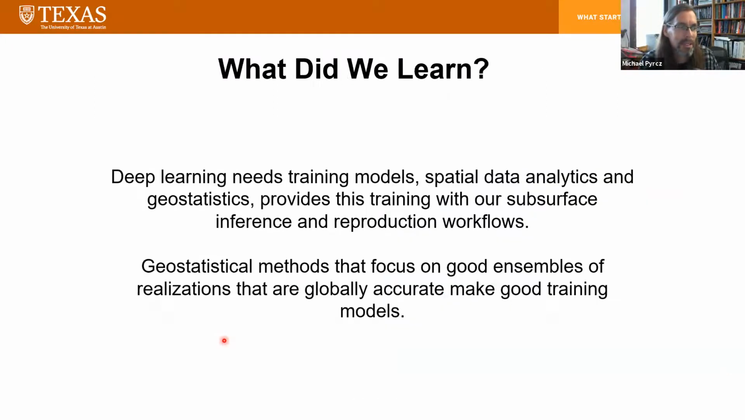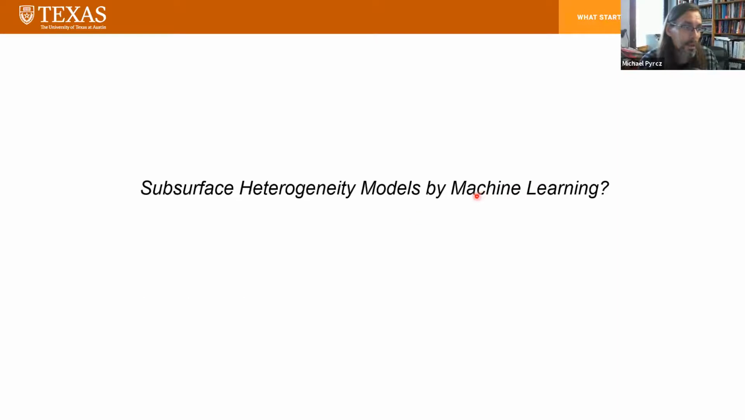Okay, so we can do that type of thing, but we can also train deep learning models. What do we learn? Deep learning needs good training models, and we can use our knowledge of the depositional settings and quantitative measures to check our models, and we can come up with great libraries to support deep learning. I think this will be an extremely valuable component of supporting machine learning in the future.